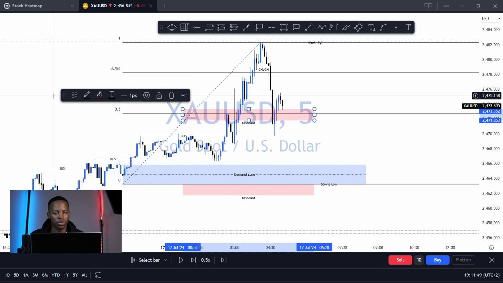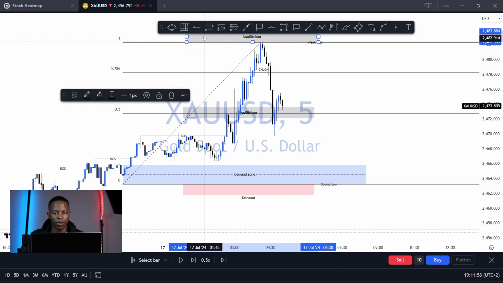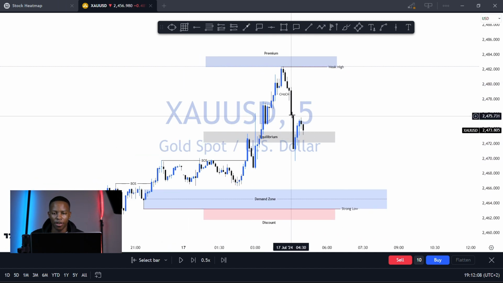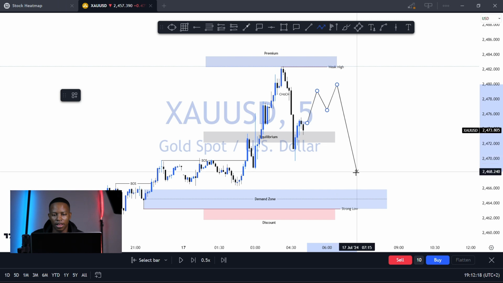So my discount zone, what we have is our equilibrium, and on top of our equilibrium we have our premium zone, right? Now I'm just going to delete this Fib tool. So we have our premium. Price is too expensive here. This is where price sells off on the premium zone, right? And on the discount zone, price is too cheap. This is where price buys.